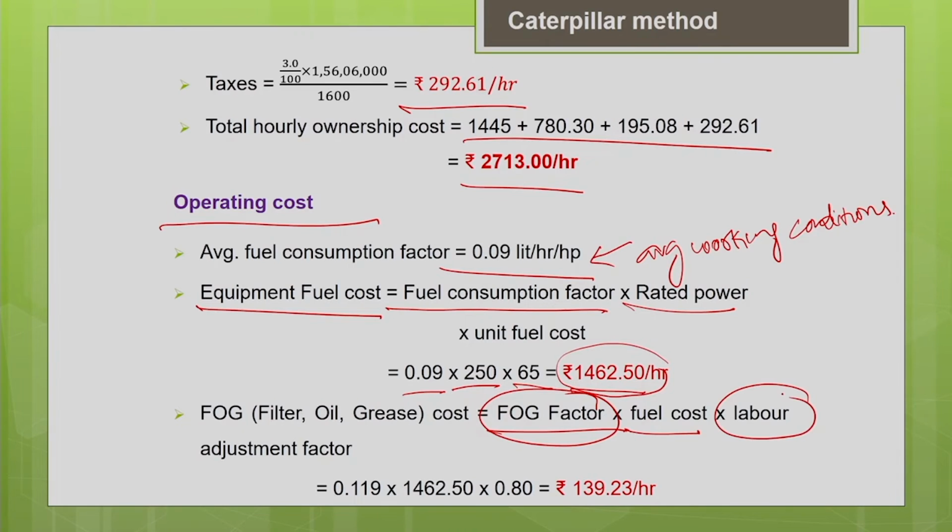Multiply by the labor adjustment factor, which I told you, according to the region the labor skills may vary. So we have to account for those variations by using the labor adjustment factor for the particular region. It is available in some of the handbooks. So the FOG factor is given as 0.119, fuel cost you have estimated already, and the labor adjustment factor is 0.8. This gives you a FOG cost of rupees 139.23 per hour.